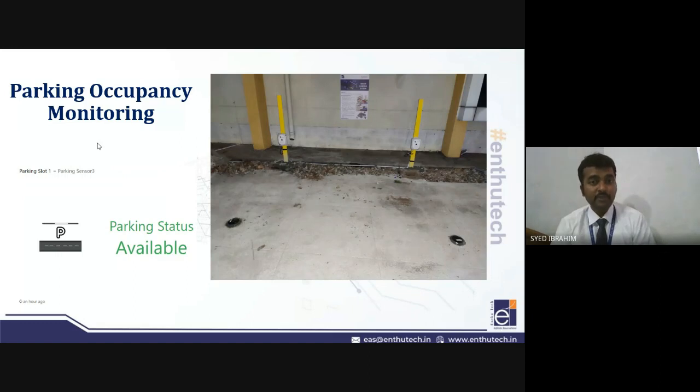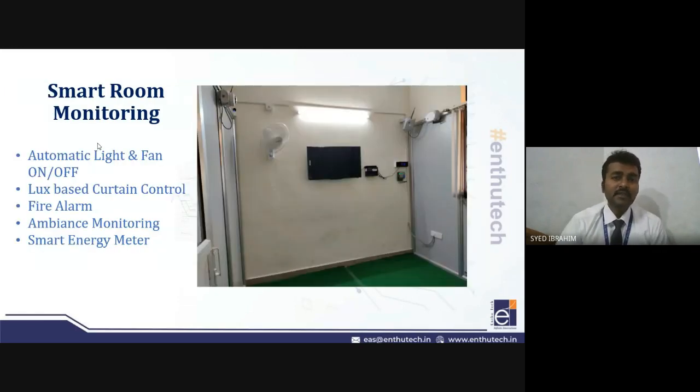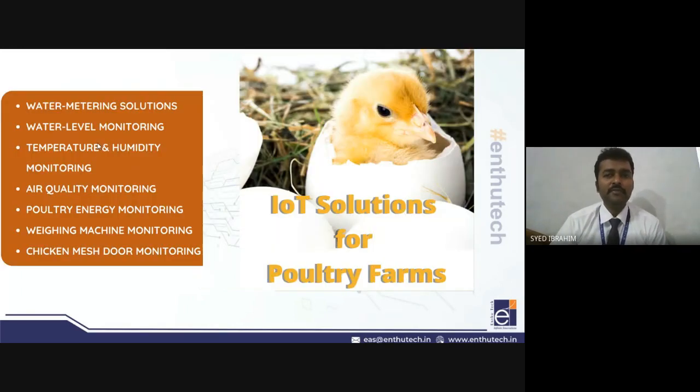And parking occupancy, we have even installed it in one of the institutions in Tamil Nadu. And this is in our company, where we have used a PIR sensor. Only the sensor varies with the applications. You know what I mean? You change the sensors and the coding correspondingly. So the program and the sensor, these two are going to be changed, and the application remains the same. IoT solution for poultry farms. We have done all this stuff. As you can see, all these things can be monitored.